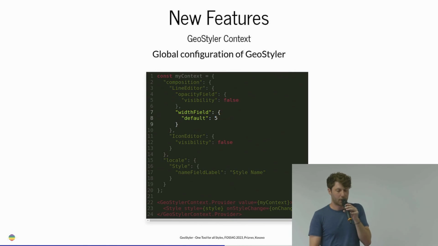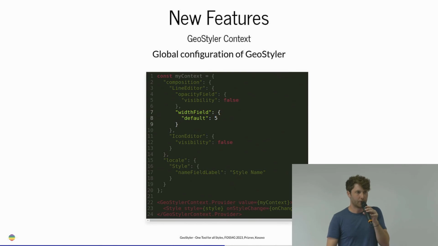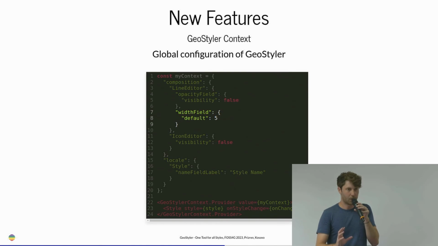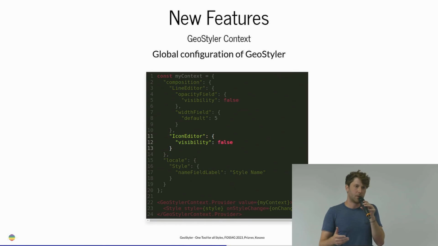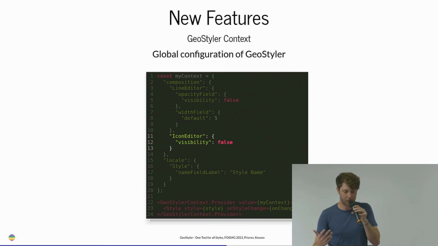Or for example, if you want to set default values to your input fields, you can also do this by just this one configuration object. You can also include or exclude complete editors. So if you want your users only to be able to, for example, style polygons and style lines, but not be able to apply icons to it, you can disable the icon editor. And so it's really easy. It's just a configuration object to configure GeoStyler to your needs.